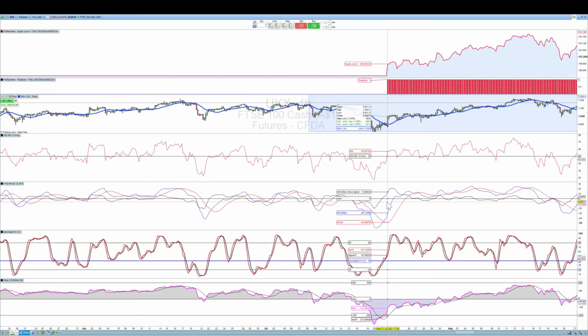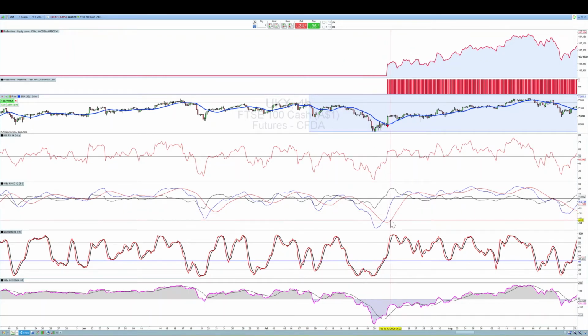Second parameter is the MACD 12.26.9, and we look at the MACD line. The blue line has to be above the red line, and the MACD blue line must be below 0, and that there is the 0 line, the black line there, the flat line. Then we look at the stochastic. So again, the red line is the stochastic K.